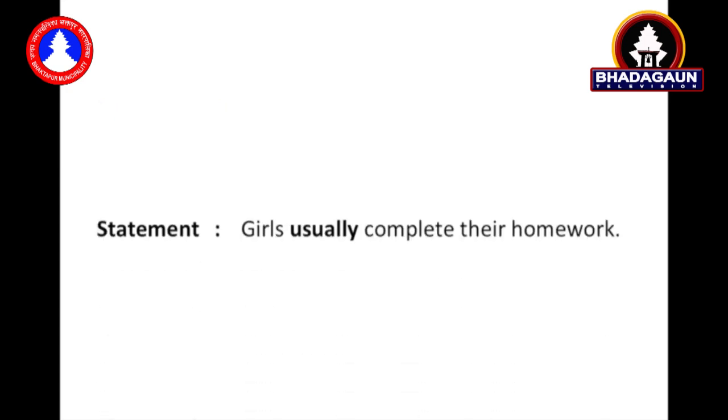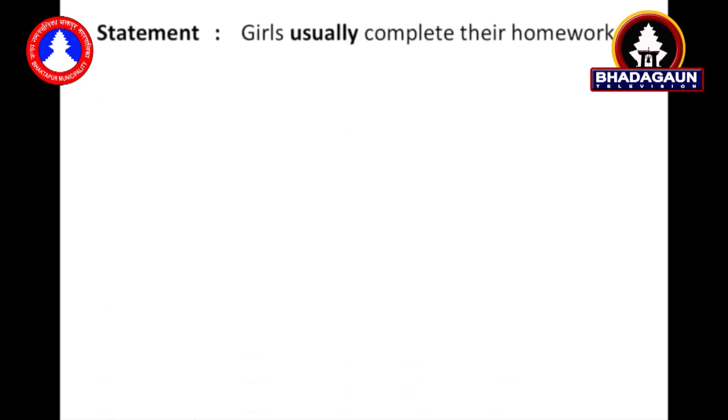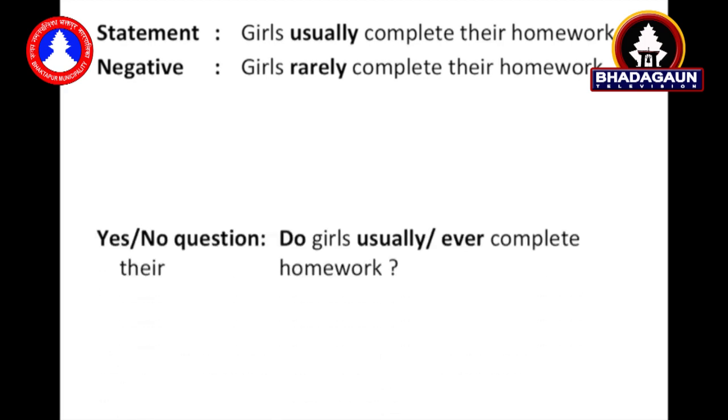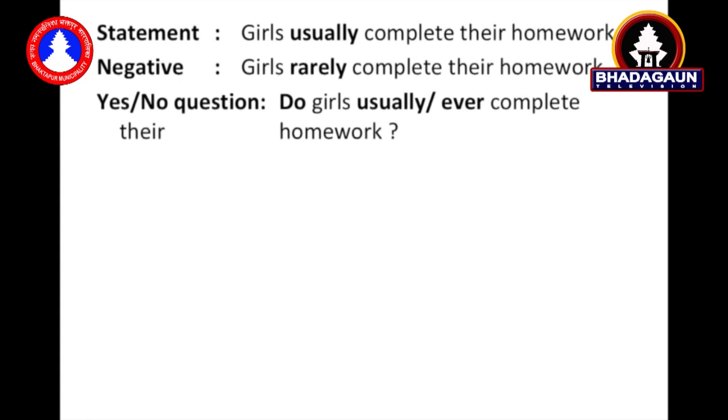Let's take another example again. The statement is girls usually complete their homework. Here again we have another new time adverbial, usually. And what is negative? Its negative is girls rarely complete their homework. Now usually is changed into rarely. And its yes no question is, do girls usually, where usually has no change, or usually can be changed into ever. And do is used before the subject. So, do girls usually or do girls ever complete their homework?